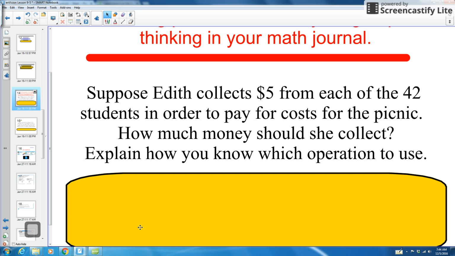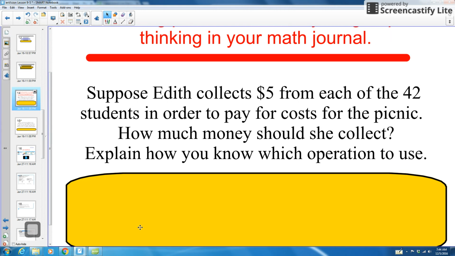Hello, boys and girls. So, we are in our last lesson for topic 9, and today's lesson is going to focus on not just dividing but also multiplication. And we're going to be looking at word problems to decide which operation to use.